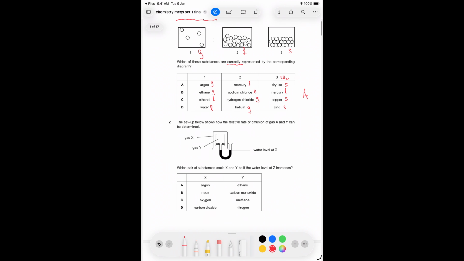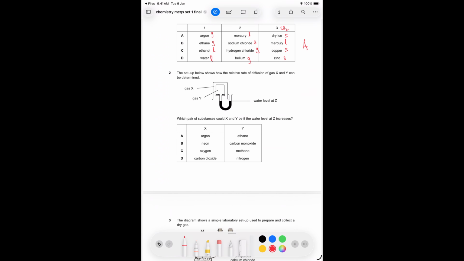Alright. Question 2. The following setup shows how the relative rate of diffusion of X and Y can be determined. So this is under rate of diffusion. Under diffusion, there are two factors that will affect your rate of diffusion. The first one is the molecular size of the gases, and the other one will be your temperature as well. The higher the temperature, the faster the rate of diffusion. As the Mr increases, it becomes heavier, so the rate of diffusion will be lower.